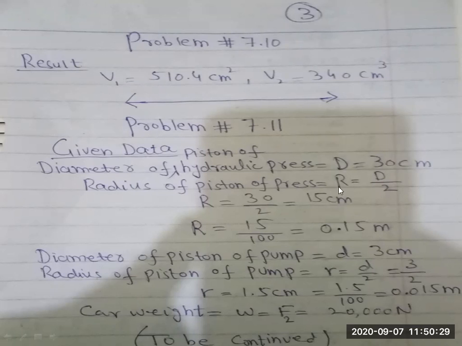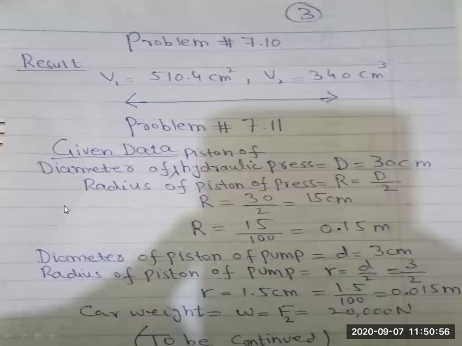This numerical is regarding the topic hydraulic press. If you recall the hydraulic press, there are two pistons, so two diameters are involved. In the formula we have radius, so I'm converting diameter into radius, and you know the radius is half of the diameter.